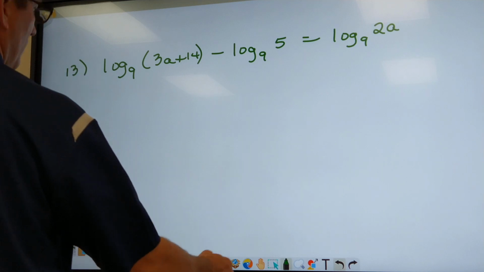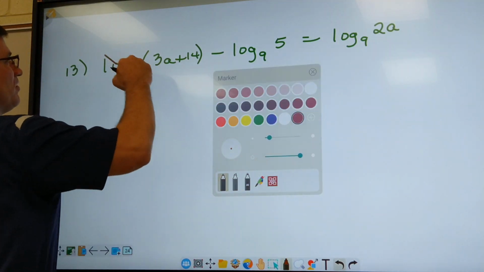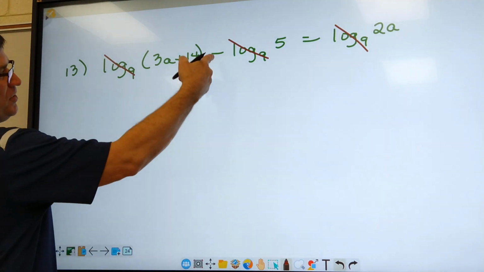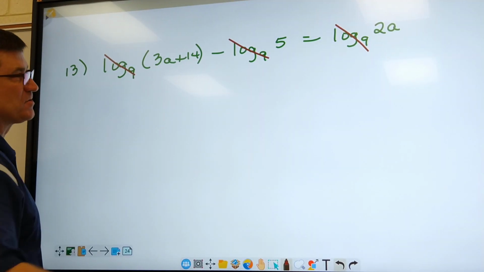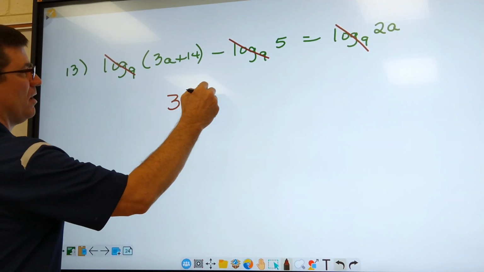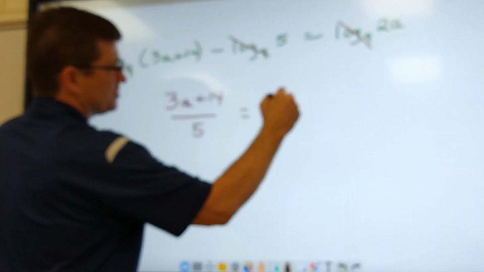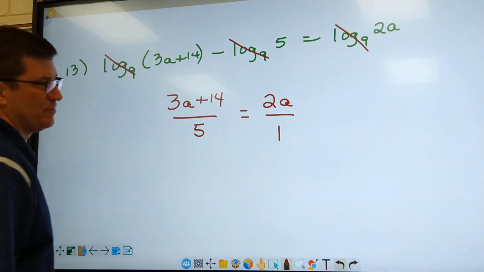All right, so let's set it up. We're gonna mark out, get rid of these logs, we don't need them. What happens between these two? They have a minus in between the logs. So I divide: 3a plus 14 divided by 5 equals 2a. I'm gonna write 2a over 1.